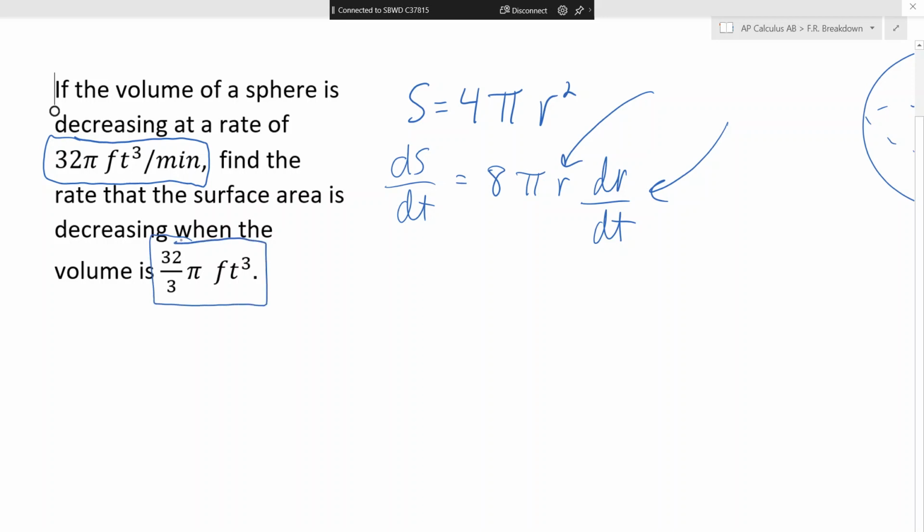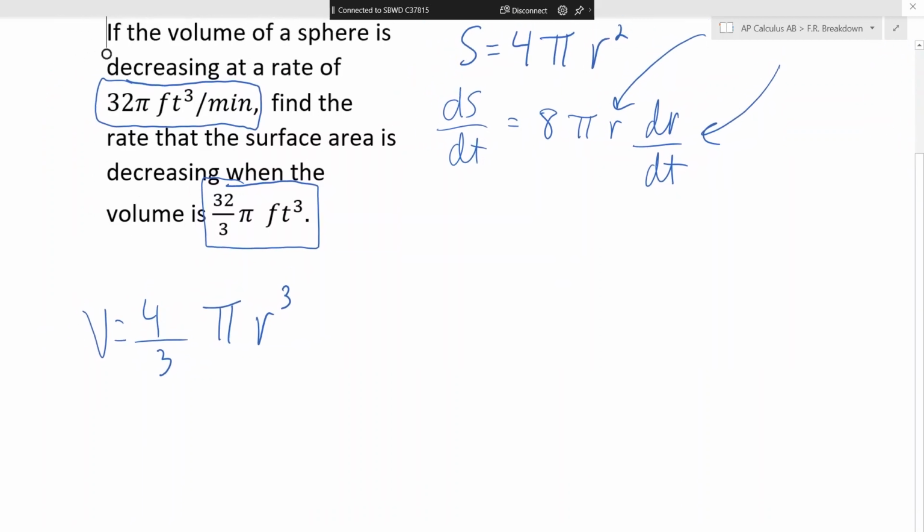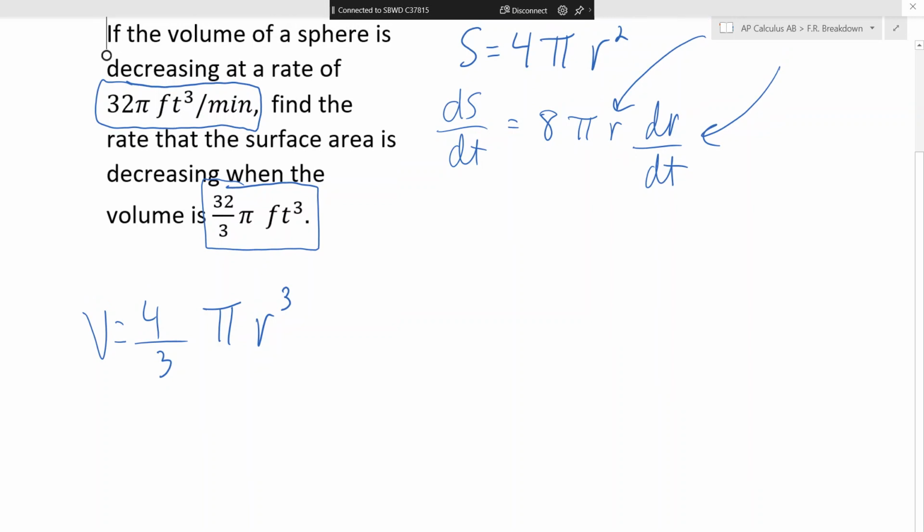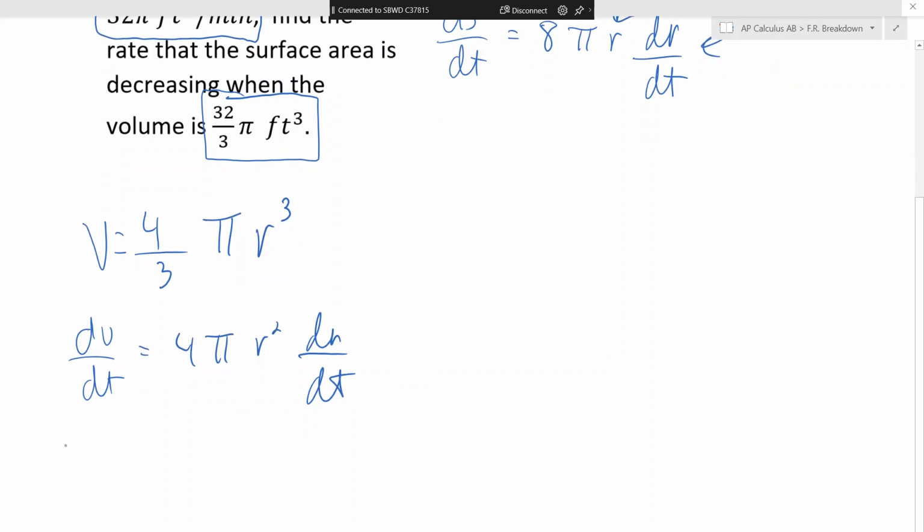If you know the volume, you can find the radius. That's the whole idea behind this. The volume of a sphere is 4/3 pi r cubed. Everybody okay on that? That's volume. If we derive that to get dV/dt, and the whole reason I'm doing that is because I know dV/dt, it's going to bring up other rates of change that will help me find what I want. So dV/dt is 4 pi r squared dr/dt. The problem is, I know dV/dt is negative 32 pi.